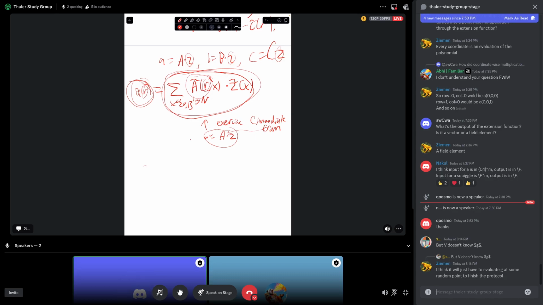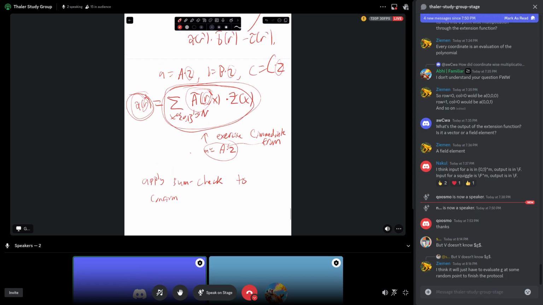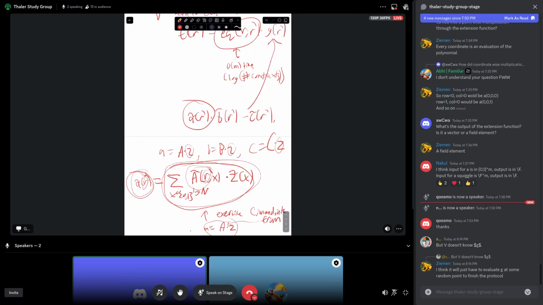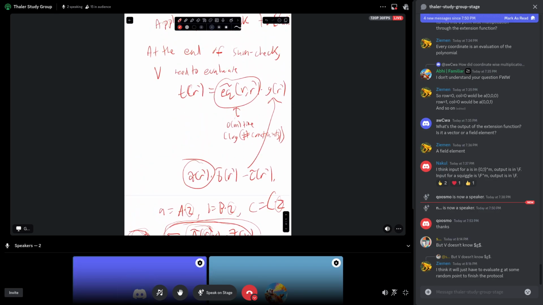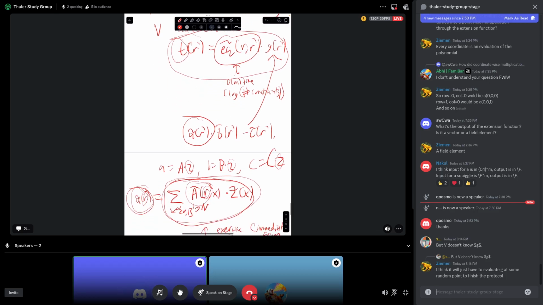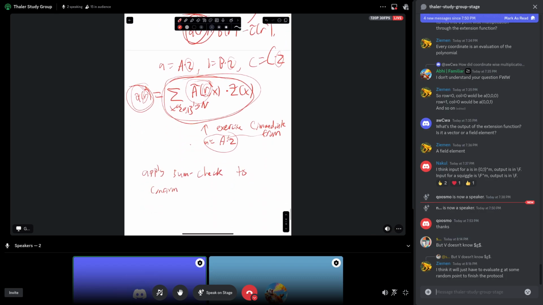And so you apply a second sum check again to confirm. The prover is going to tell the verifier what the prover thinks A twiddle of R prime is, and the verifier says, well, that's great. If you're telling the truth, I can perform my final check successfully in the first sum check applied to T, but I don't know if you're telling the truth about A twiddle of R prime. No worries, I'm going to use sum check to make sure you're telling the truth.